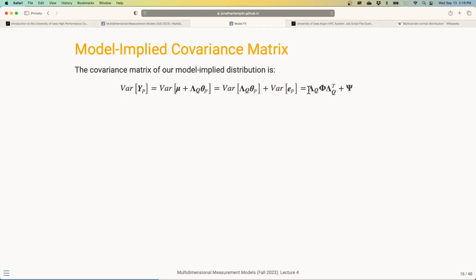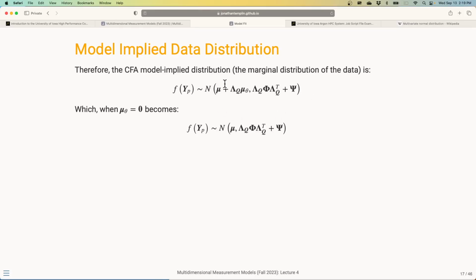But now we've just derived what this distribution should be, right? And I'll take the usual case, when mu is 0, our data should look like this. Our model implies the mean of our data should be mu. The covariance matrix of our data should be lambda phi lambda transpose plus psi. Right? That is our derivation of what our data should look like when our model fits. That gives us a hint as to what the target distribution should be.